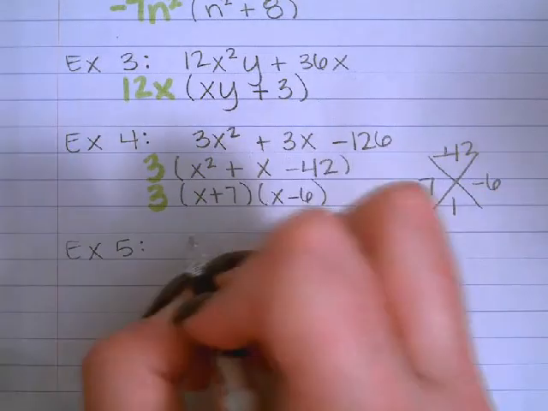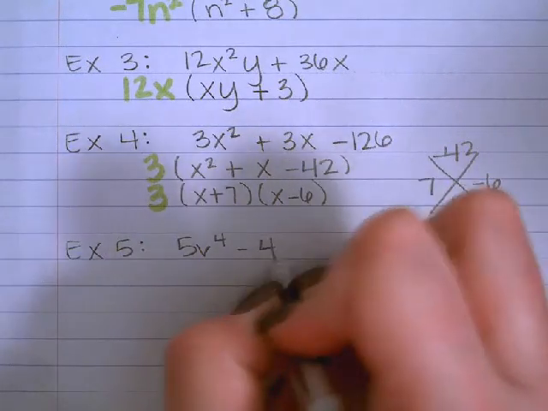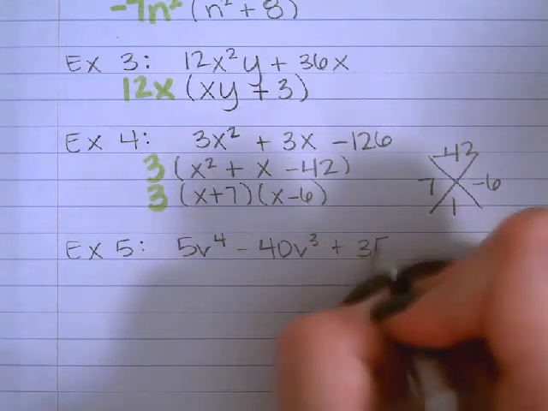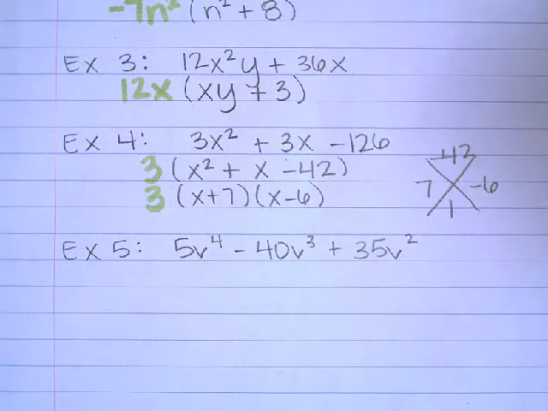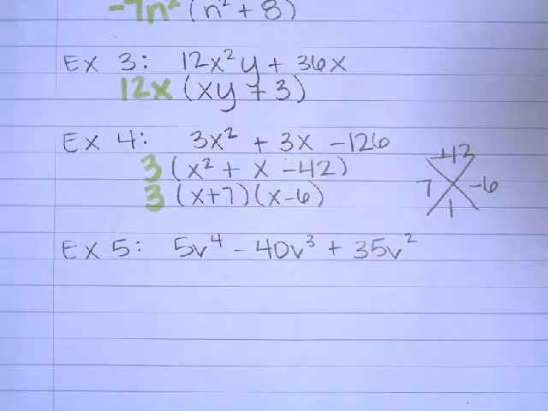All right, with this one, 5v to the 4th minus 40v to the 3rd plus 35v squared. So when I look at this problem, before I even get started, I wouldn't have been like, oh, I should do the normal trinomial factoring on this, because the exponents on the v's are a little bit too high for me. V to the 4th, v to the 3rd, we didn't really deal with that.